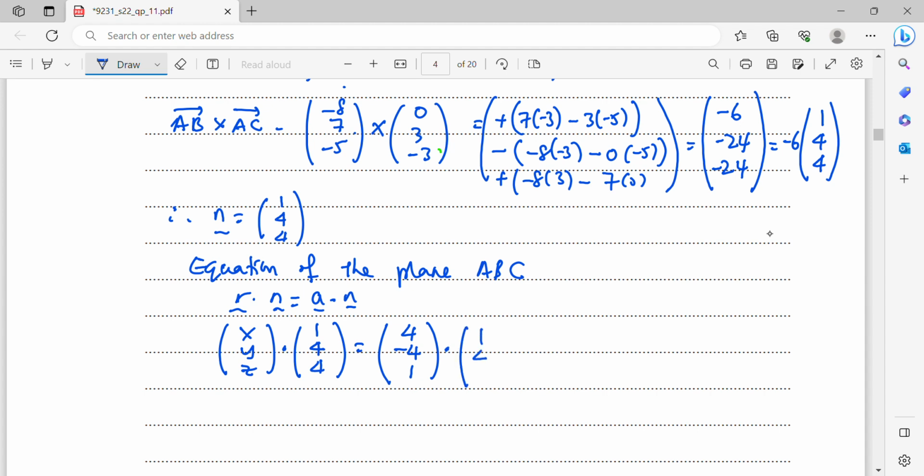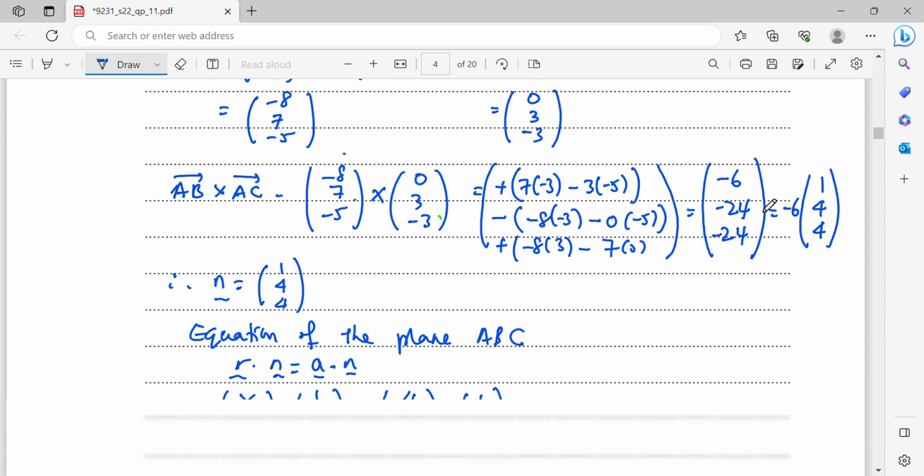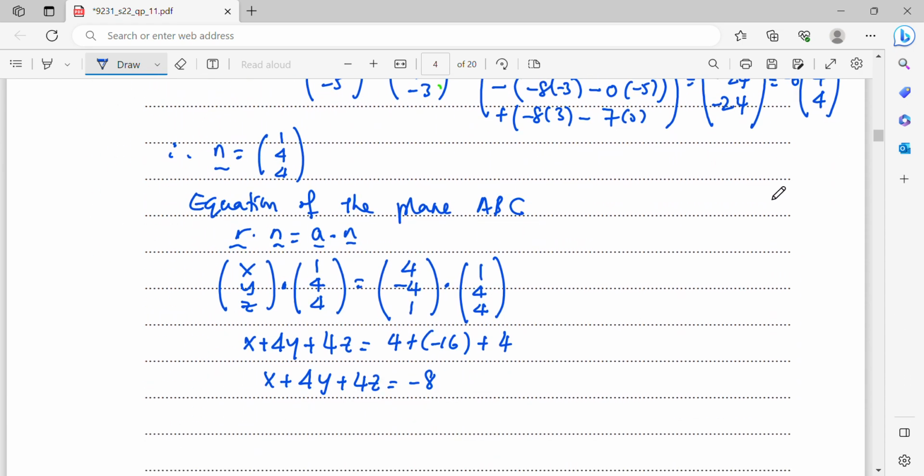Dot 1, 4, 4. Okay, so the scalar product of the left hand side will be 1x plus 4y plus 4z equals, for the right hand side, 4 times 1 is 4. Second term is plus negative 16. Then the third term is plus 4. So from here I will get x plus 4y plus 4z equals 8 minus 16, which is minus 8. Alright, so we have formed the equation of the plane ABC. Alright, that's the answer.